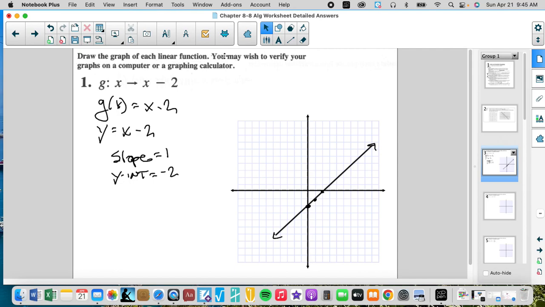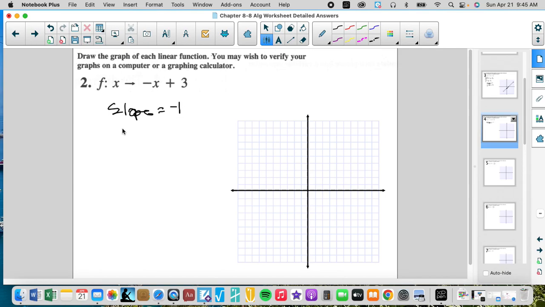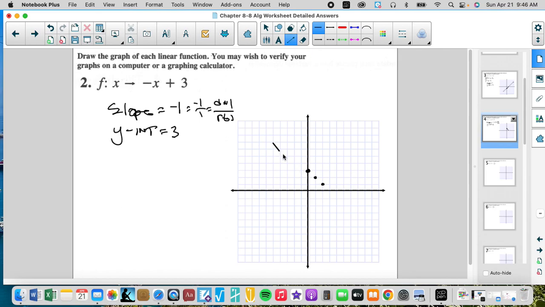Draw a graph of each linear equation; you may wish to verify. We don't want to verify, not linear equations at least. So this has a slope of -1 and a y-intercept of 3. So we start on the y-axis and find where it is 3. And then we use the slope. Slope is -1 over 1 as a fraction. That's down 1, right 1. So down 1, right 1, make a dot. Down 1, right 1, make a dot. And we will connect those lines.